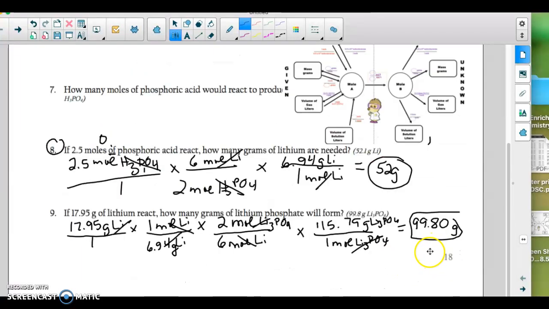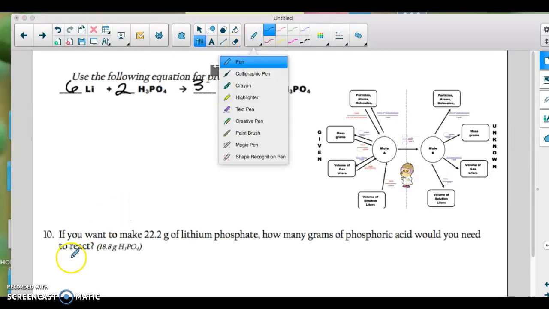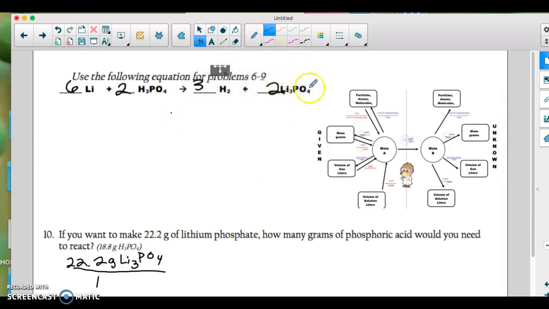One more problem. It's similar. So this problem, we're going to go from 22.2 grams of lithium phosphate and we want to know the grams of phosphoric acid. So lithium phosphate, phosphoric acid, starting here at grams, going to go to mole, going to go mole, and then I'm going to end with grams of phosphoric.